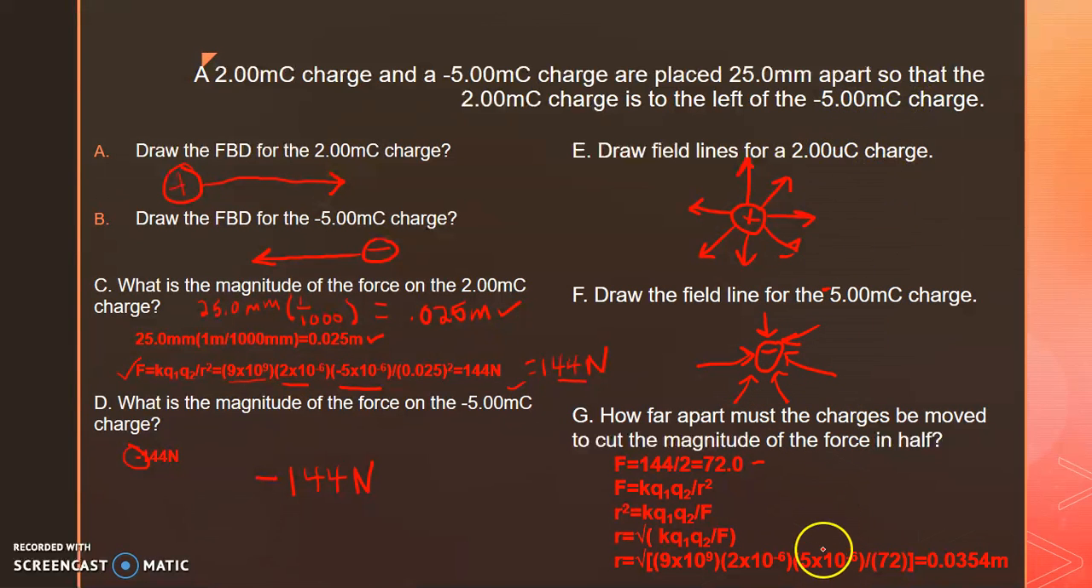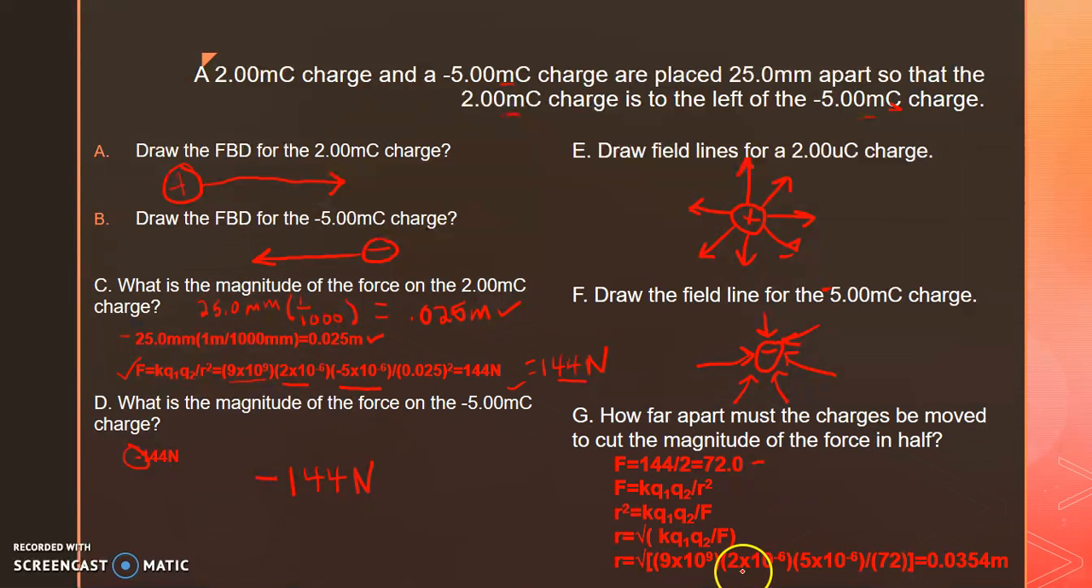And if you're getting confused on why the charges are written as 2 times 10 to the negative 6, remember that you have to have it in coulombs, so that the micro here means that you're going to have to convert it to just coulombs. So that's what those conversion factors are. Very similar to what we did for the distance here.